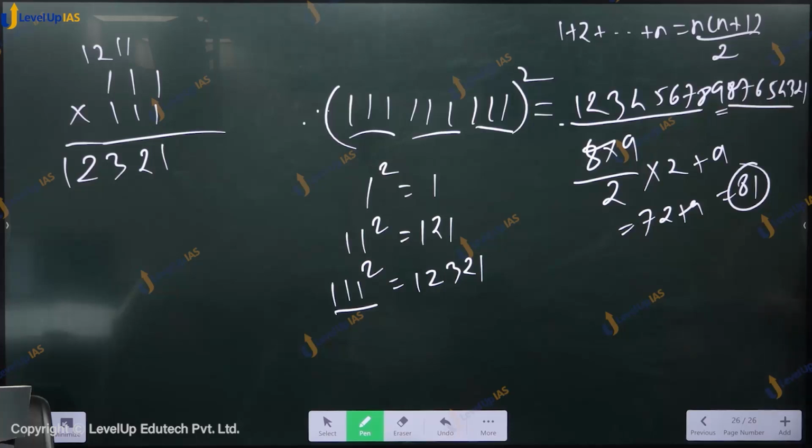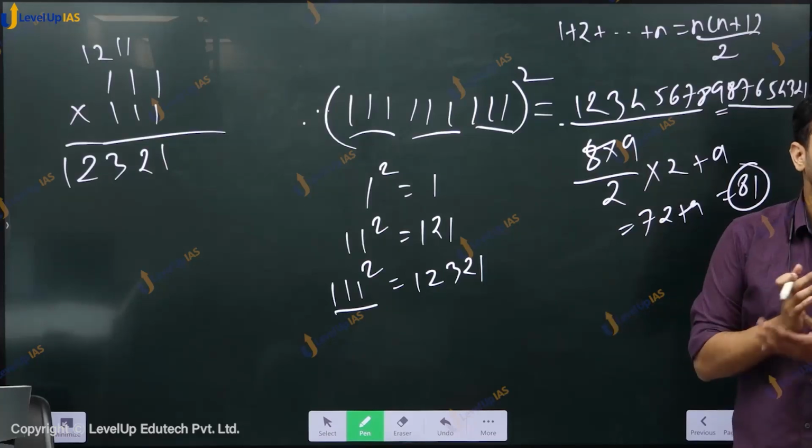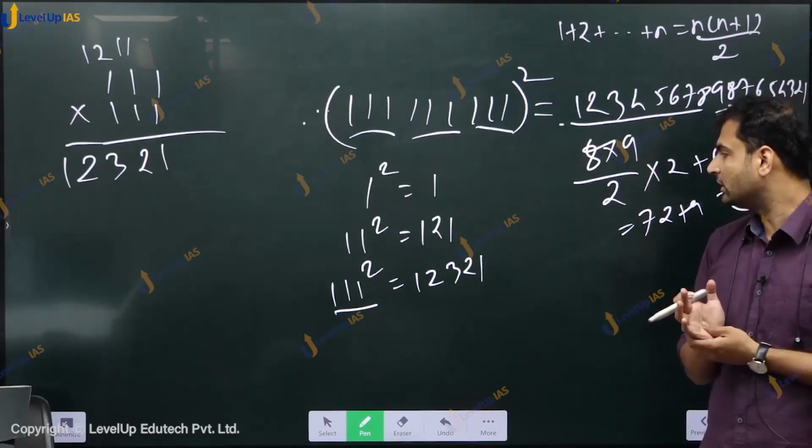How are you directly doing 9 squared? No, we have to find the square and add these digits. How can you ensure that this is the sum you are getting? Why 9 into 9?